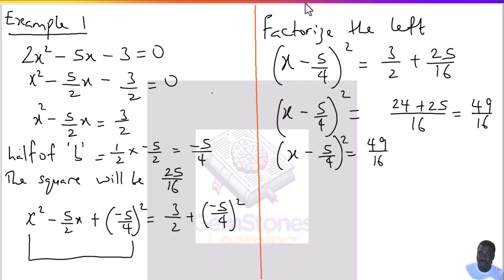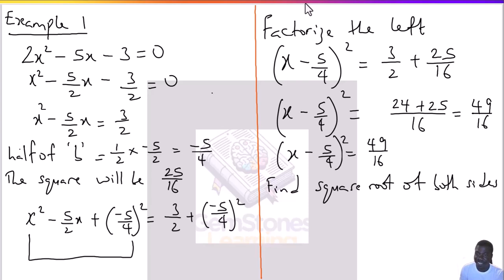So x minus 5 over 4 all squared is equal to 49 over 16. How do I remove the square? I have to find the square root of both sides. And that will become x minus 5 over 4 is equal to plus or minus square root of 49, which is 7, over square root of 16, which is 4. So my x is equal to, move 5 over 4 to the other side, 5 over 4 becomes positive, plus or minus 7 over 4.